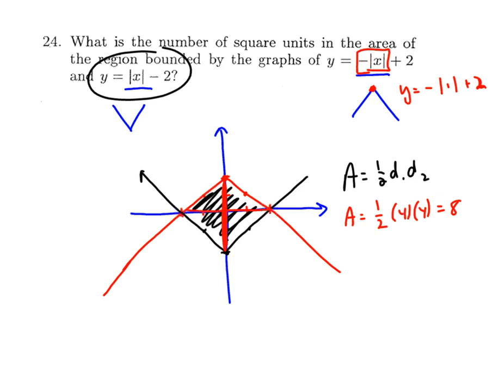The other way you could do it is recognizing that this side is going to be 2 root 2 because this is an isosceles right triangle, and 2 root 2 squared also equals 8. So the answer to this question is 8.